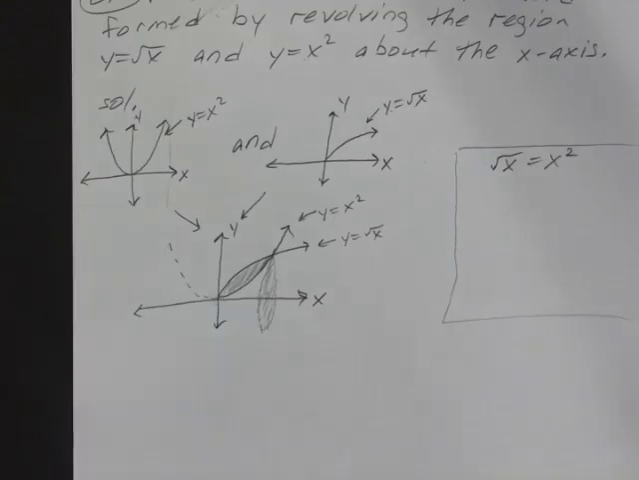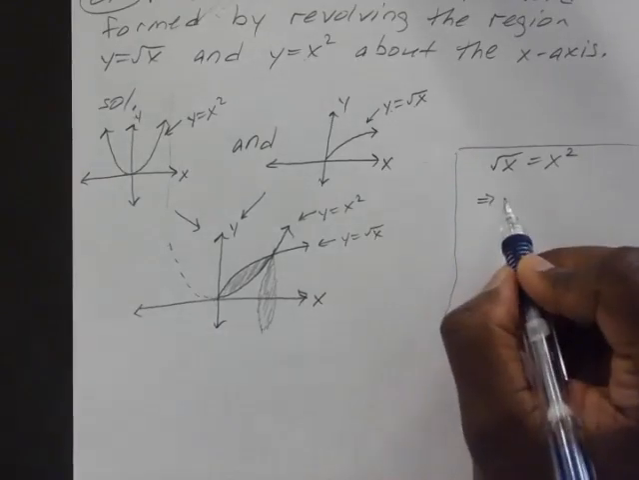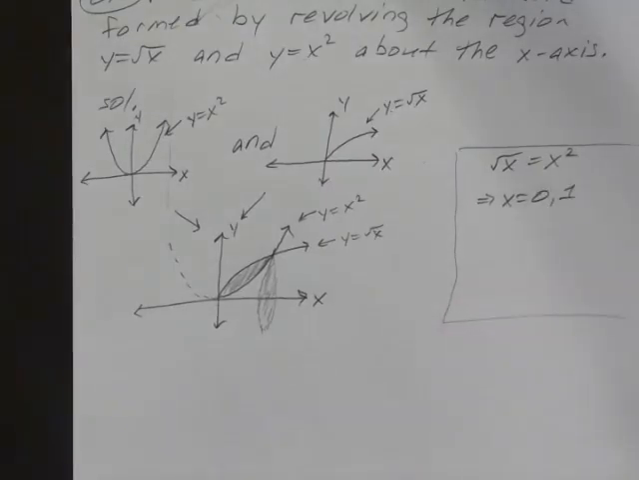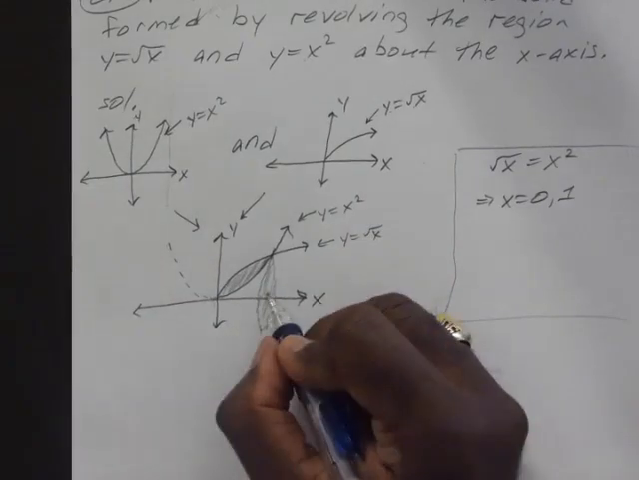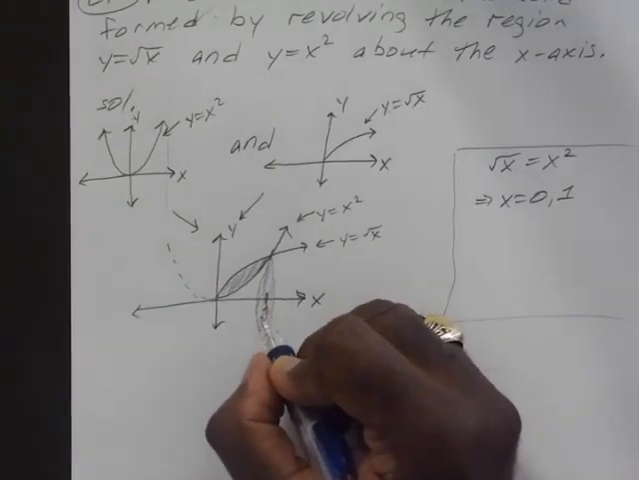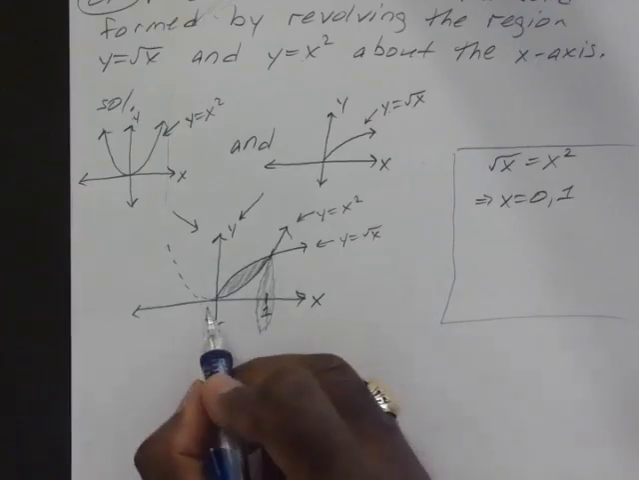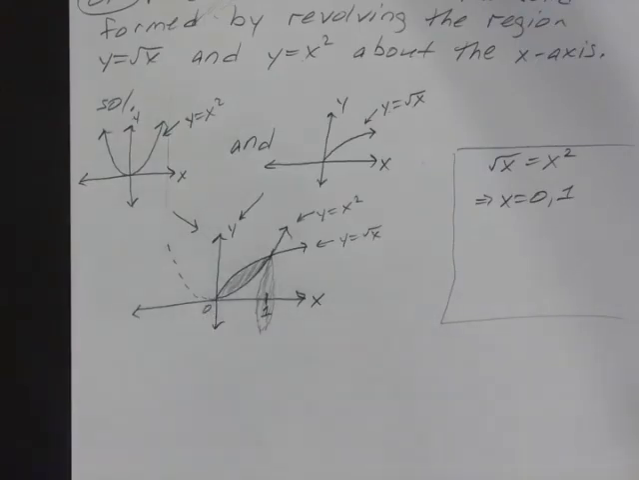Well, if you square both sides, you just end up with 0 and 1. Okay, so we know from x equals 0 to x equals 1. Might as well put a little 0 there. There we go.